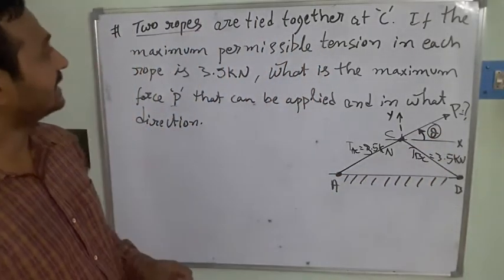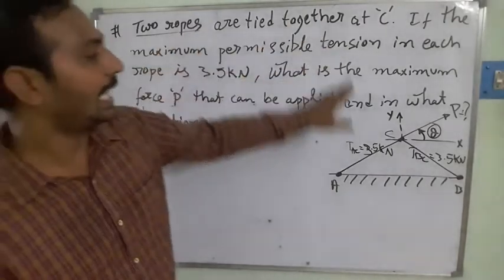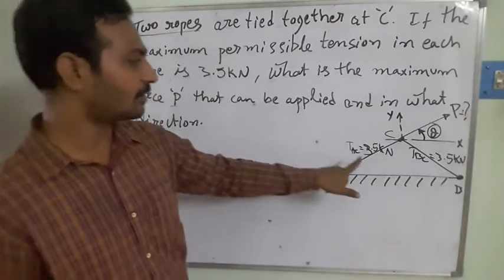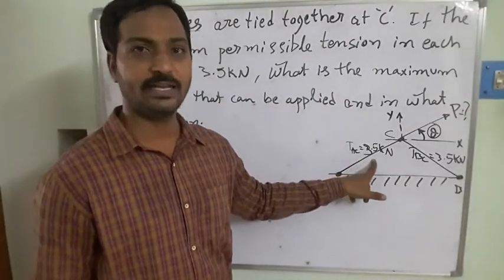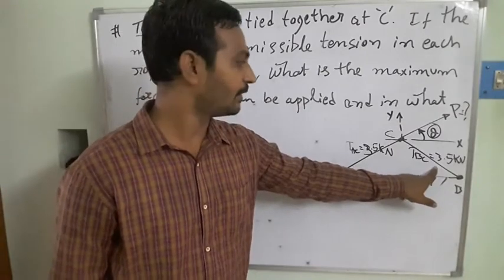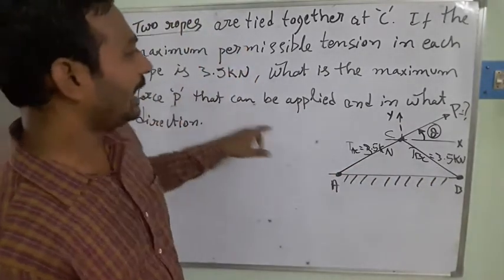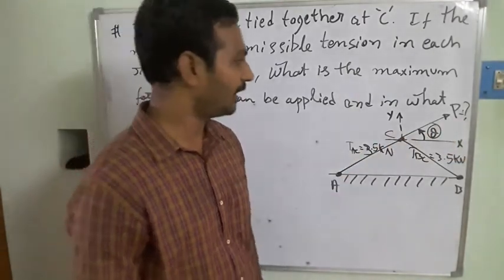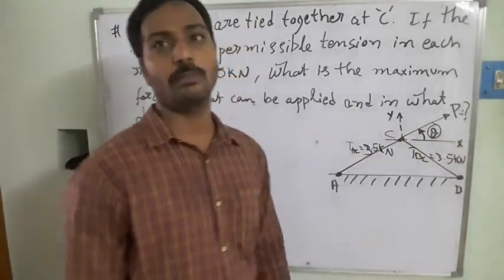In this case, two ropes are given, AC and BC, and the maximum permissible tension is given as 3.5 kilonewtons. That means in AC and BC also it is 3.5 kilonewtons, right? We need to calculate how much force is required to keep the system in the equilibrium condition, and what direction it makes.